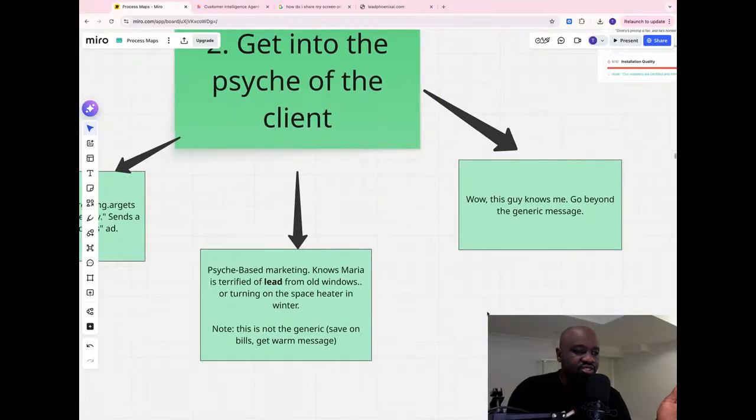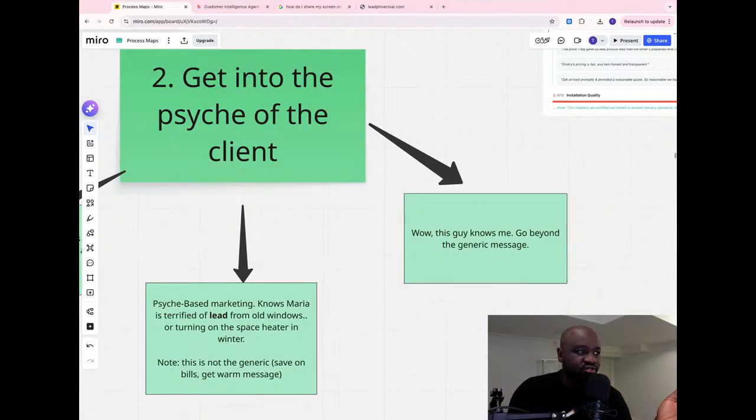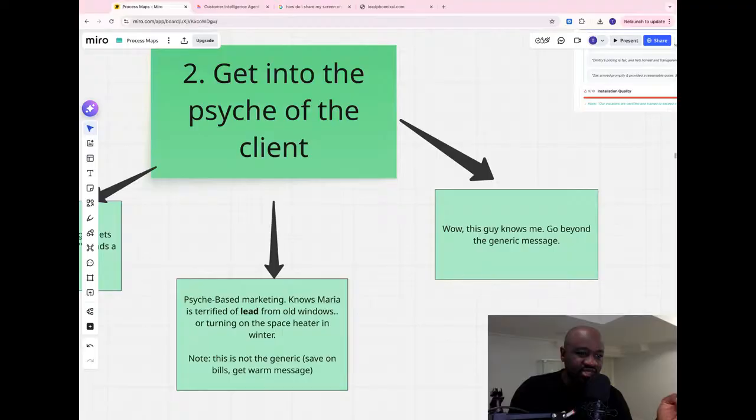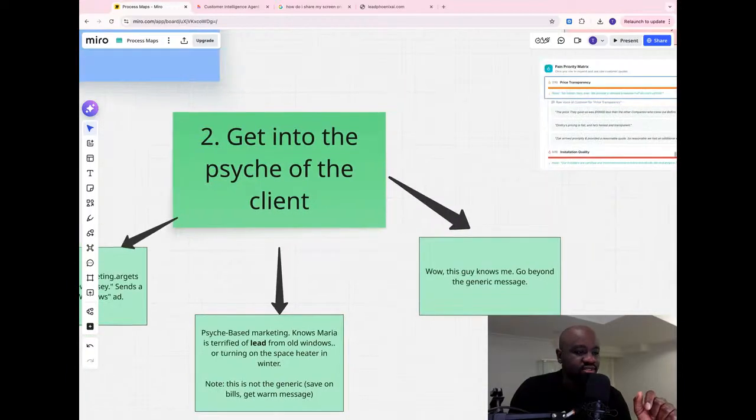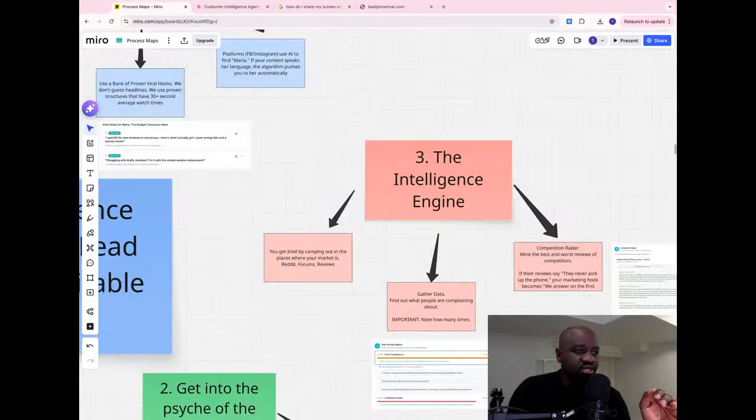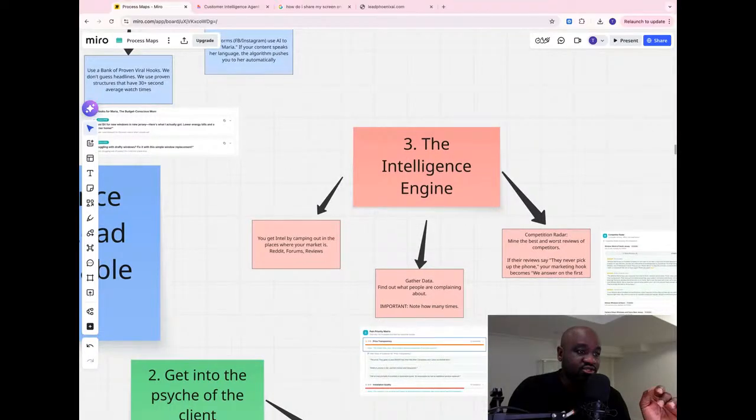By getting into their psyche, we want the client to feel, okay, this guy actually knows me, right? So we are going beyond the generic message of get low E windows, get energy efficient windows. We're going with a different message. So how do we do that? What we do is implement the intelligence engine.